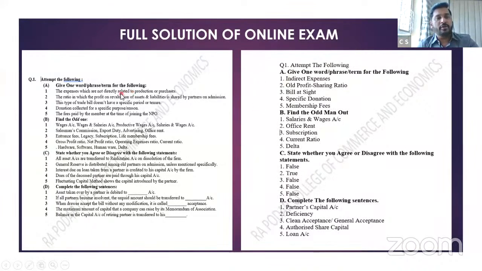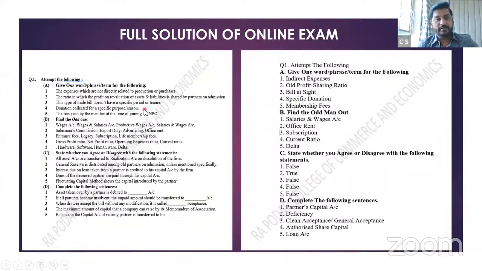This is the answer. The expenses which are not directly related to production or purchase, these are indirect expenses. The ratio in which the profit on revaluation of assets and liabilities is shared by the partners, old profit sharing ratio. This type of trade bill doesn't have a specific time or period, bill at sight. Donation collected for a specific purpose or reason, specific donation.